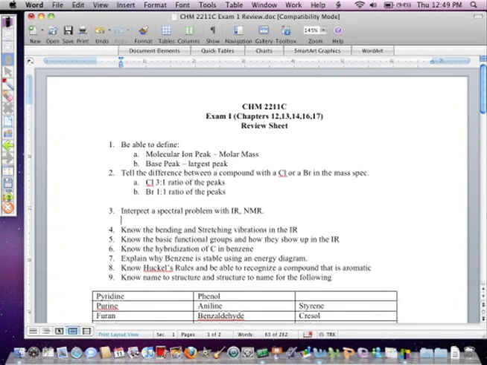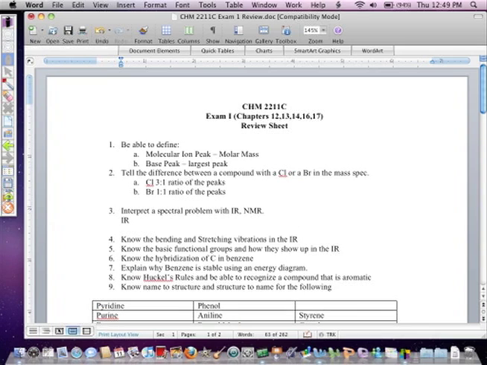IR versus NMR. What are some of the things? Let's start with IR. What kind of information do we want to get out of the IR? Functional group. So let's say you were looking at 3200 to 3600. What am I looking at? OH or NH, right? Both those things would be there, right? But what's the difference between the two?